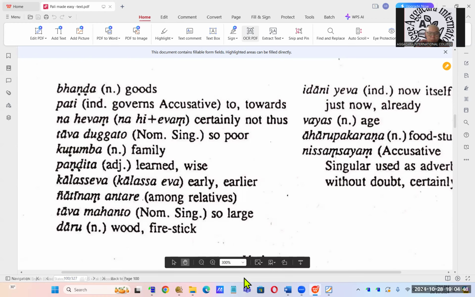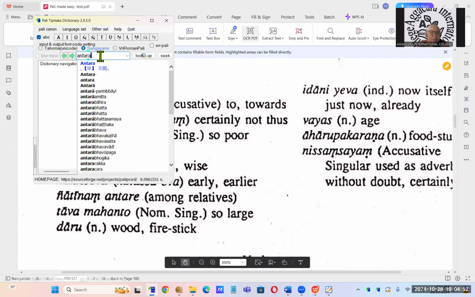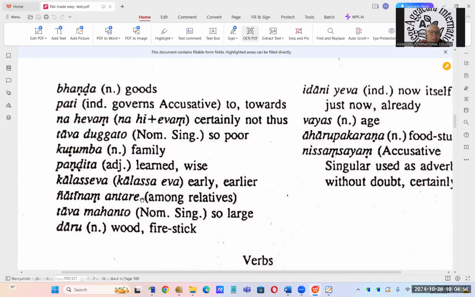Yeah, it should be a locative, because antara is... First you should check the gender. Between. Yes, so it's a neuter. So antara neuter, then it should be locative, right? Locative. Mahanto. This is the consonantal suffix, the anta. Daru is wood, stick.